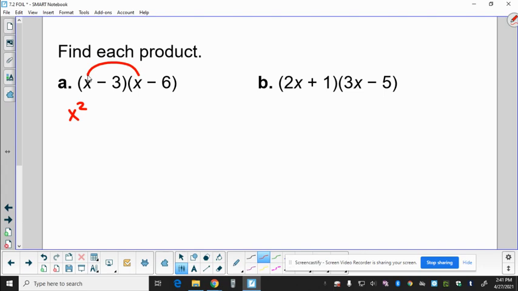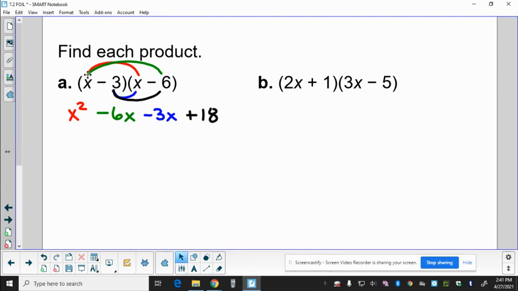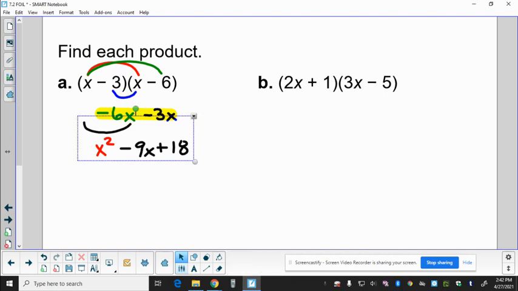Let's go through it. Let's keep multiplying through here. Next distributive property. Finish the second distributive property. See, that's a plus 18. Like terms become minus 9x. Here's the final answer. Kind of messed that up a little bit, didn't I? Okay, so there we go.